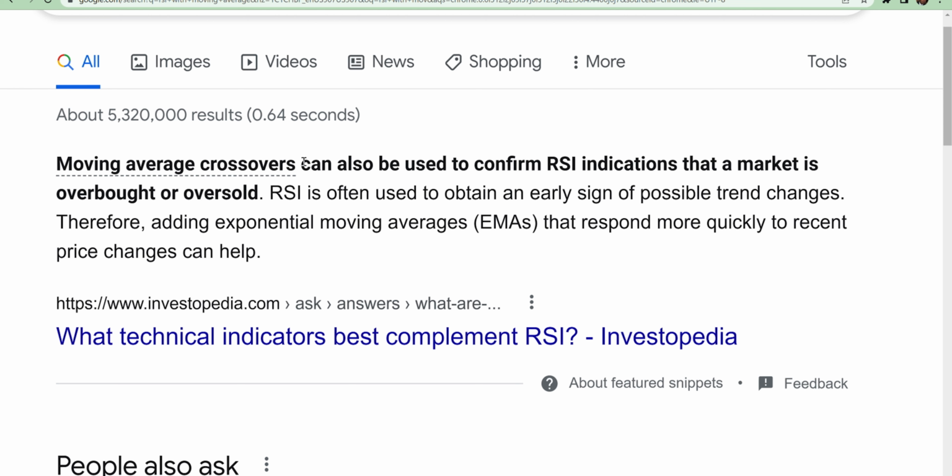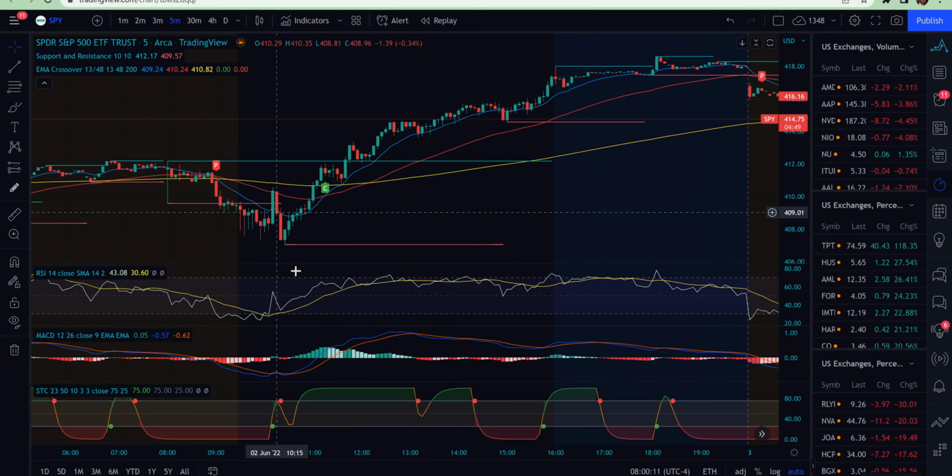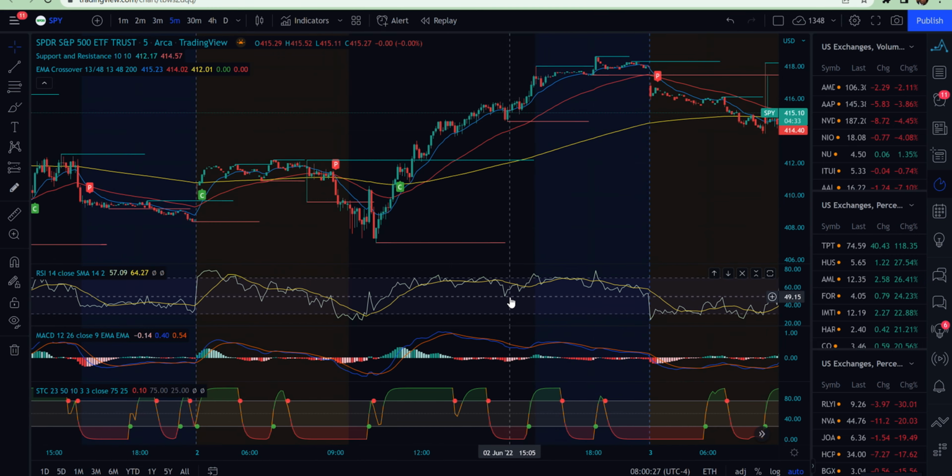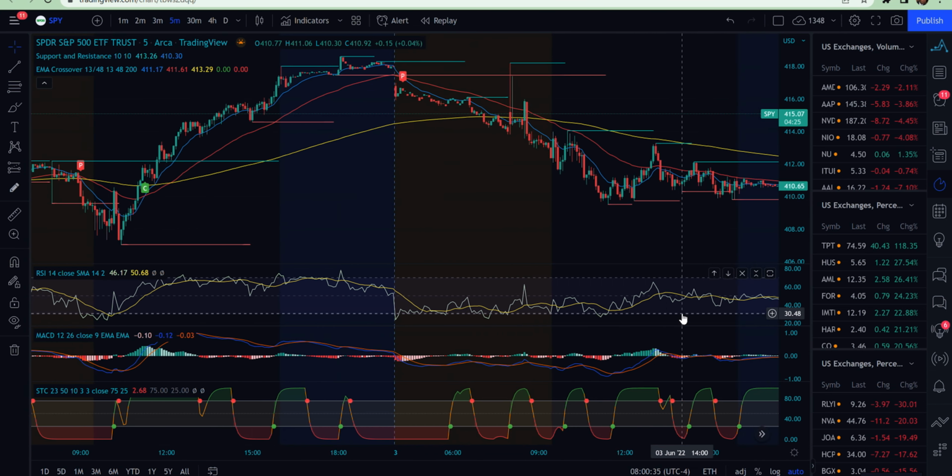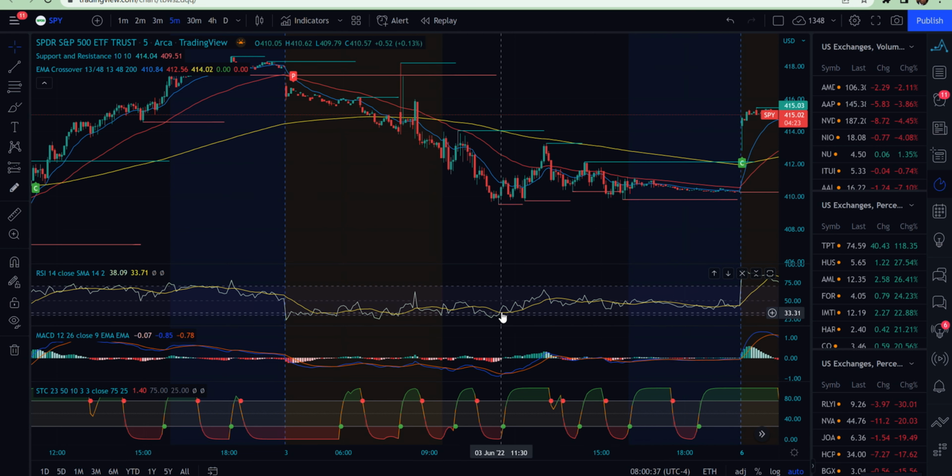Now, moving average crossovers can be used to confirm RSI indications that a market is overbought or oversold. Now, here we go. As you can see here, when the RSI breaks above its moving average, the equity is in an uptrend. When it breaks below its moving average, it's in a downtrend. And we see more examples of this. As it breaks below, we have significant price dips. Okay, you're paying attention to the chart here. And again, it breaks above, and we have an uptrend here.